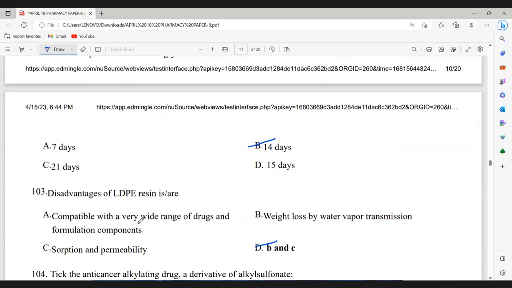Disadvantages: compatible with a very wide range of drugs and formulation, weight loss by water vapor transmission.